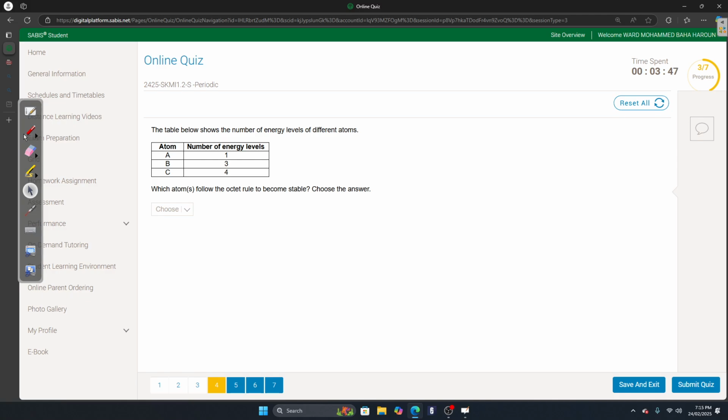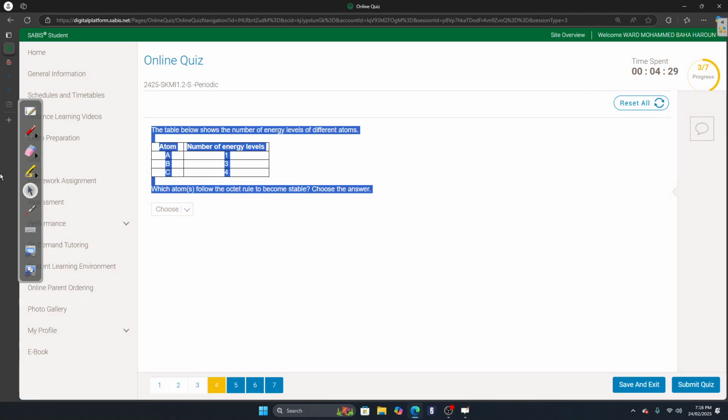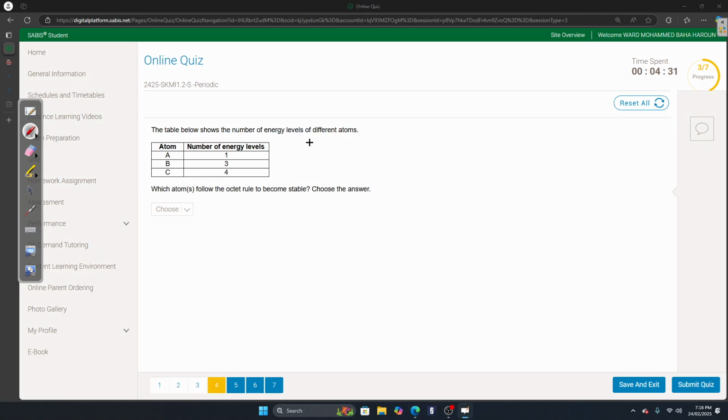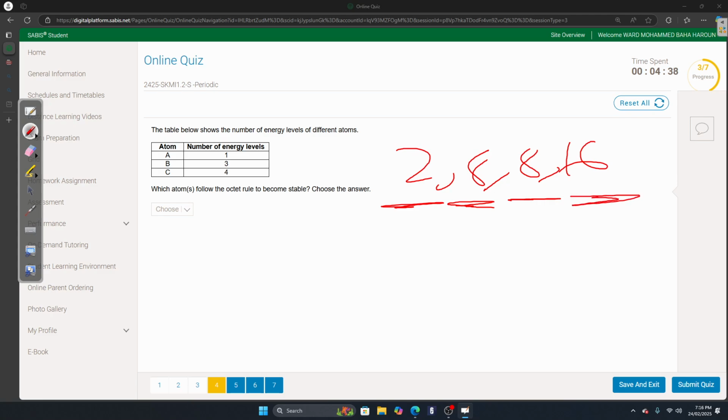The number of energy levels. This is gonna be hard to explain. What is an energy level? Let's say this one has an energy level of 1. Wait, I need to find a good explanation. Okay, Copilot help me. Energy level is, we're gonna use this again, 2, 8, 8, 16. This is 1 energy level, this is 2 energy level, this is 3 energy level, this is 4 energy level.